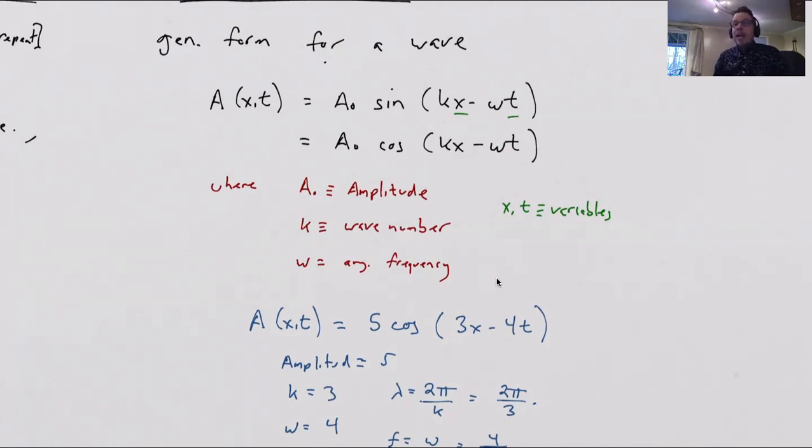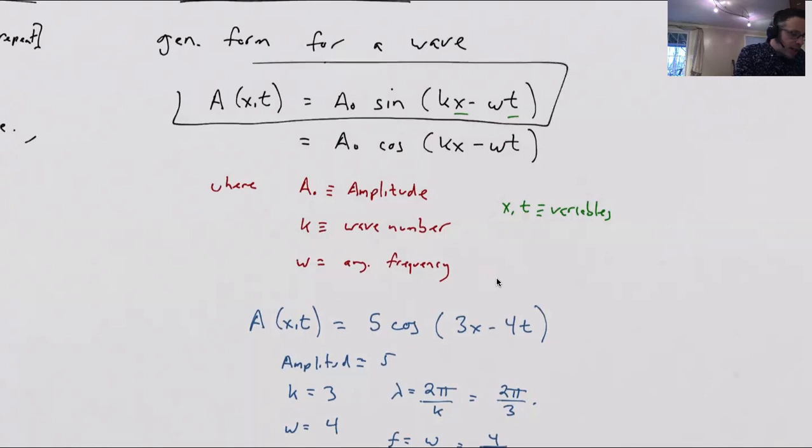What's an example? Down here in blue, I say, suppose that I have a wave A, and its formula is 5 cosine(3x minus 4t). From that, tell me everything you possibly can tell me about the wave. Well, let's go. Right away, by just knowing that the general formula for the wave is A(x,t) equals A0 sine(kx minus omega t), or cosine, because it doesn't matter, what's the amplitude of that wave in blue? 5. What is the wave number k of that thing in blue? 3.